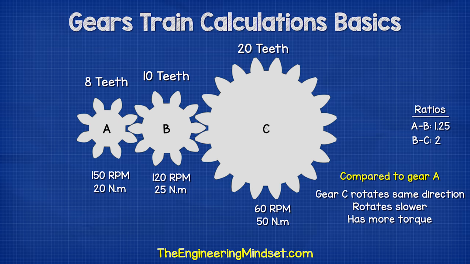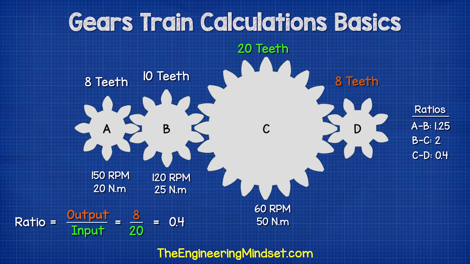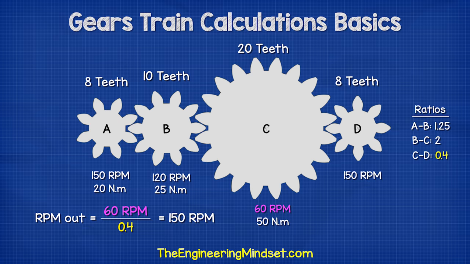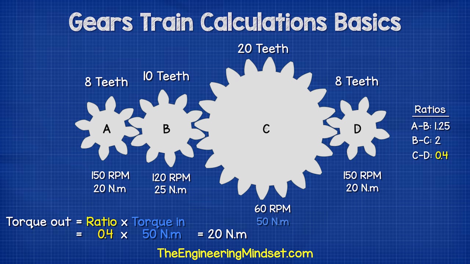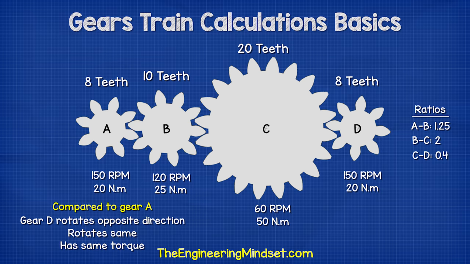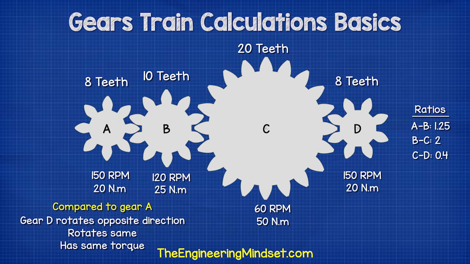If we were to add gear D with 8 teeth, then the ratio is 8 divided by 20, which gives us 0.4. The RPM is 60 RPM from gear C divided by the ratio of 0.4, which gives us 150 RPM. The torque is 0.4 multiplied by 50 Newton meters, which gives us 20 Newton meters. So this gear will rotate the opposite way to gear A, but it is the same size, so it will rotate at the same speed and the same torque. Although this doesn't take into account any losses which we would see in the real world.